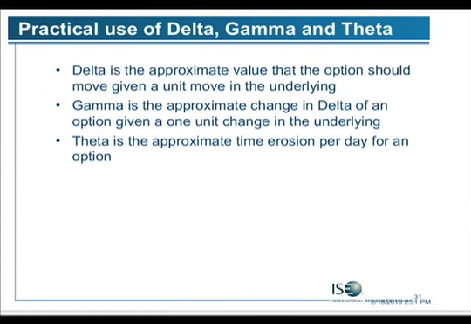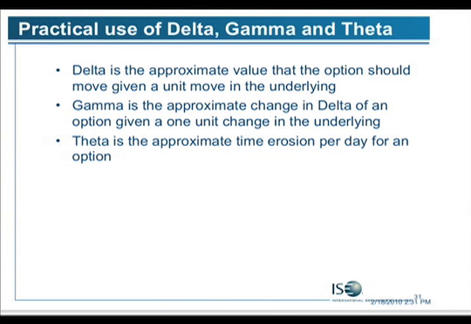trying to get a practical use of delta, gamma, and theta, delta is the most appropriate value that the option should move given a 1 unit move in the underlier. In the money options, high deltas. Let's just say that an in the money option might have, for illustrative purposes, an 80 delta. The at the money might have a 50 delta. The out of the money option might have a 20 delta. So which one's best to buy?